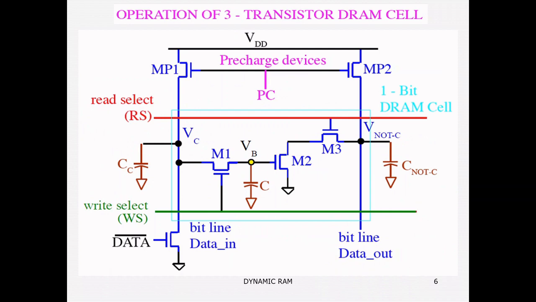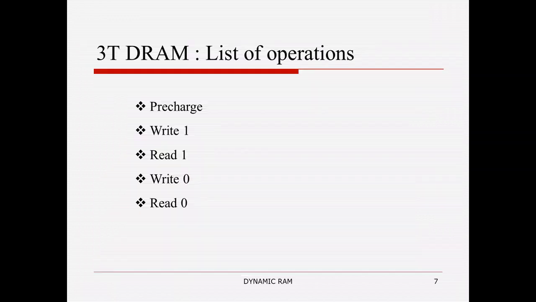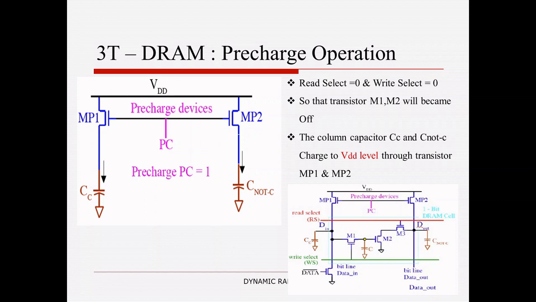This is the overall configuration of the 3 transistor dynamic RAM memory cell. I will explain one by one how the pre-charge, read and write operations are performed in my forthcoming slides. So these are the different operations on the 3 transistor dynamic RAM memory. First, let me start with the pre-charge operation.